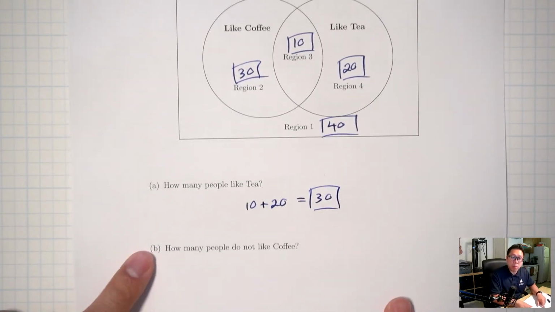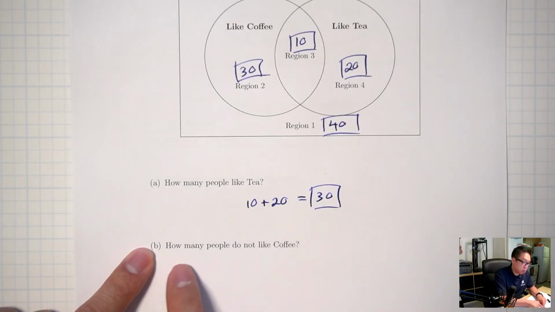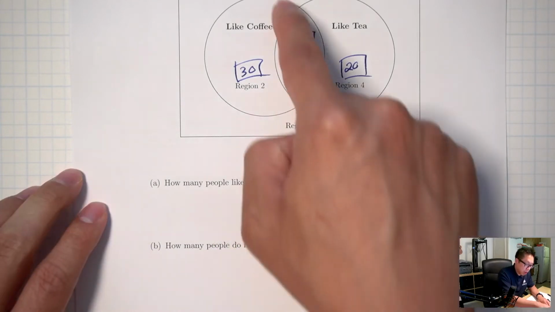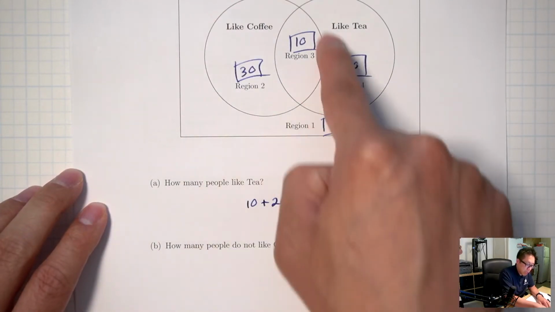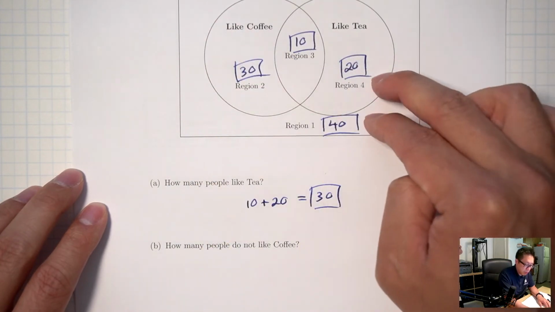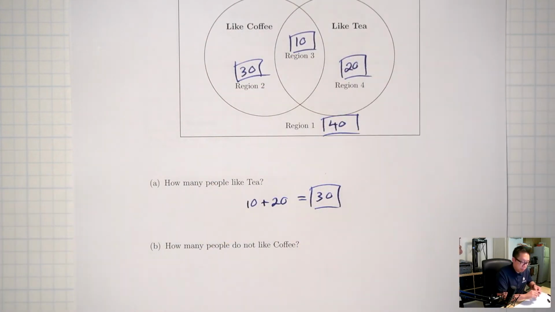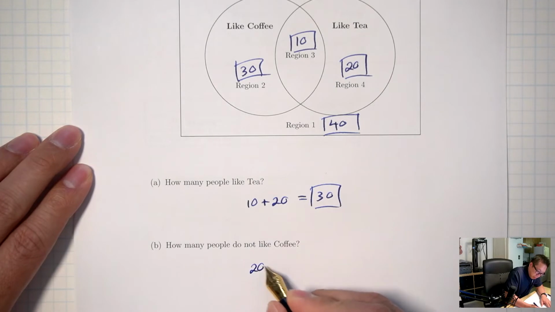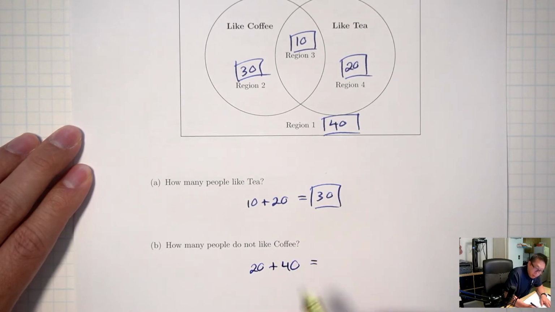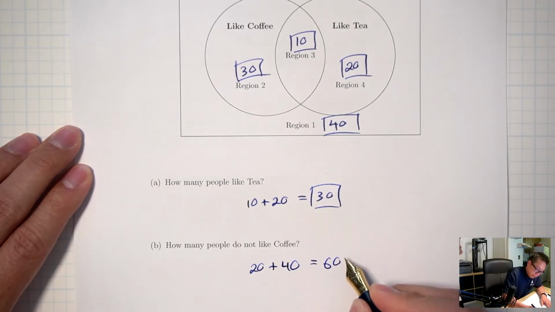Part B, how many people do not like coffee? So do not like something, you're outside of the circle. So how many people are outside of coffee? Here's coffee. Outside coffee would be 20 plus 40. Which is 60.